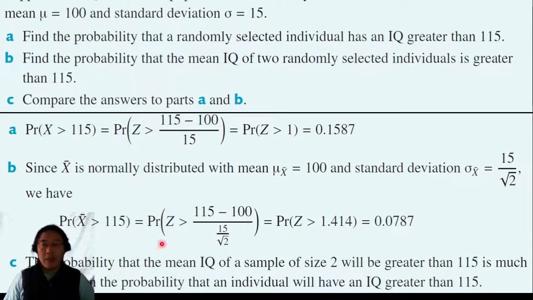So what we can summarize or comment from those two answers: the probability that the mean IQ of a sample of size 2 will be greater than 115 is going to be much smaller, which is this one, than the probability that one individual will have an IQ greater than 115. So that's how the comparison is outlined here.